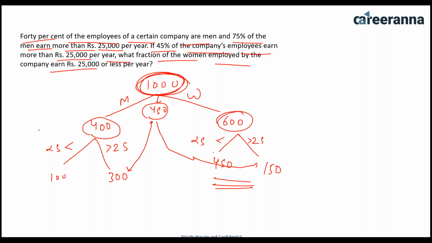So this automatically becomes 450, because the sum of these numbers has to be 600 as per the question. Now, what fraction of women employed by the company earn 25,000 or less? So I have to find out the fraction value of this. So 450 divided by 600. This is 3. This is 4. 3/4 is the answer. Only one person got this correct. Anushka.